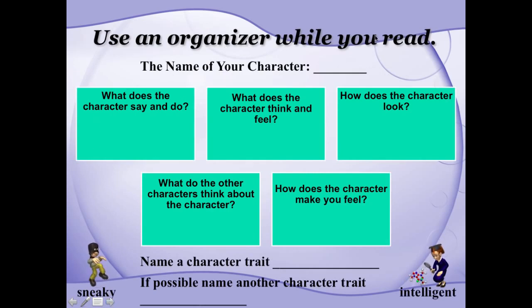You can use an organizer while you read, and you can ask yourself these questions and try to organize the things you notice about the character so that you can learn more about them. A lot of times the author won't tell you this person is greedy, this person is sneaky, or this person is super intelligent. They'll give you a lot of information by showing you what the character does and says, how they think and feel, how other characters think about them. And then you'll have to put that all together and make some inferences to figure out information about that character.